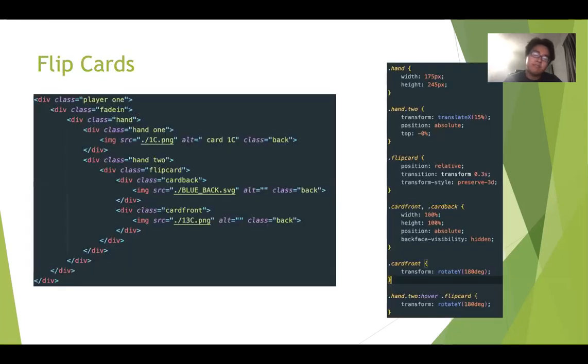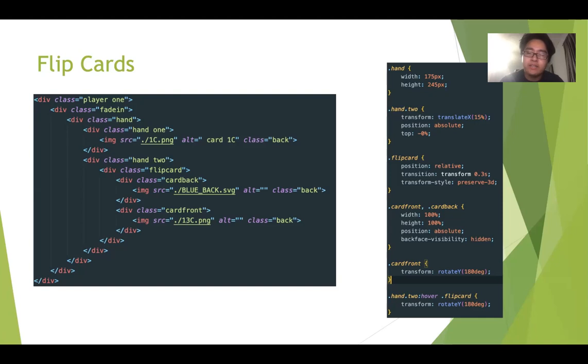This is a snippet of our code for the flip cards. As you can see, there's a div class of player 1, and it holds a div class of fade in and a div class of hand, which is the player's cards. To represent the card, we put the image source of 1C, and that stands for an ace. And then the next card is where we actually implemented the flip, and that holds the back image and the front image. 13C representing king and blue back representing the back card.